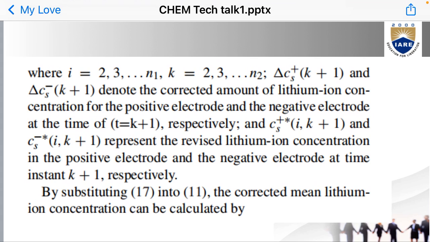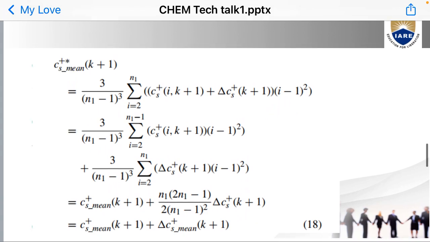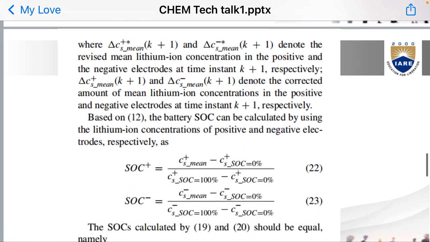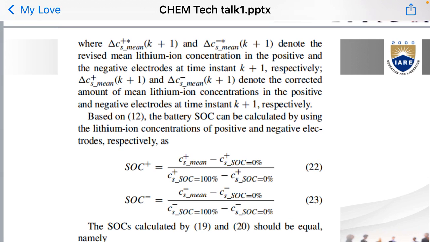By substituting 17 into 11, the corrected mean lithium ion concentration can be calculated by the equation below, where cs mean k plus 1 and Δcs mean k plus 1 denote the revised mean lithium ion concentration in the positive and the negative electrode at this time instant k plus 1 respectively, and denote the corrected amount of mean lithium ion concentration in the positive and the negative electrodes at the time instant k plus 1 respectively. Based on equation number 12, the battery SOC can be calculated by using the lithium ion concentrations of the positive and the negative electrodes respectively as following equations.